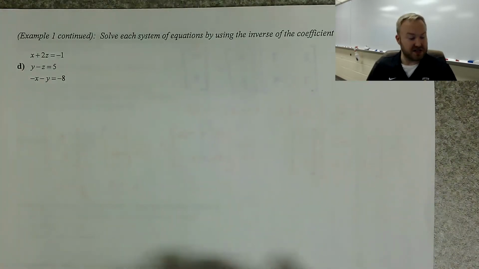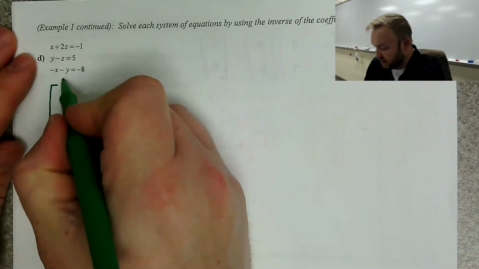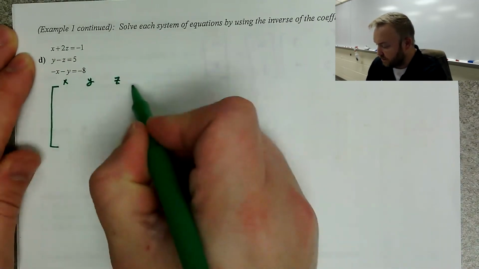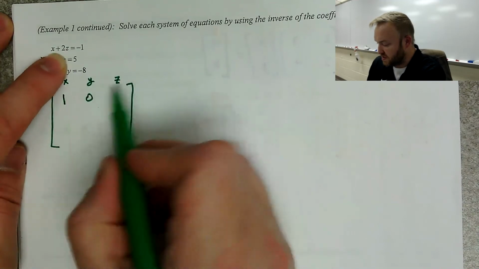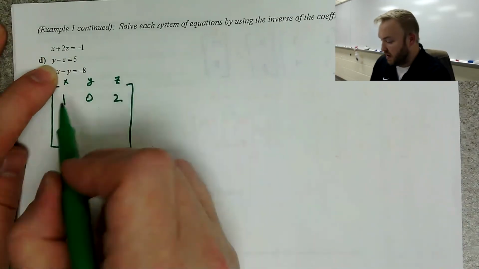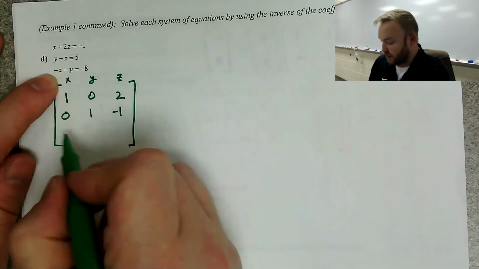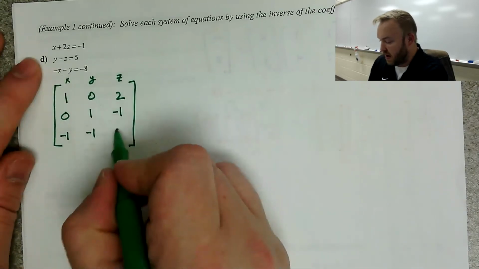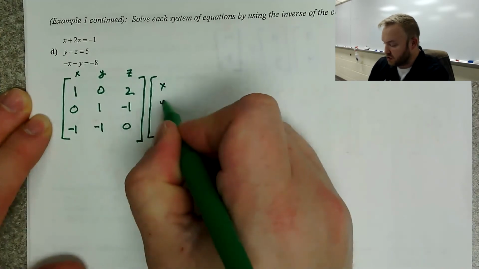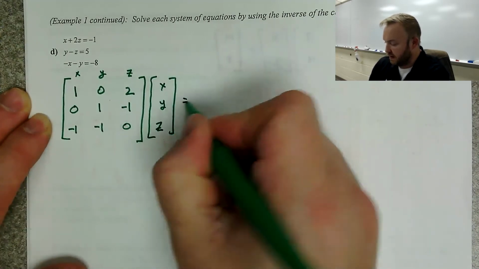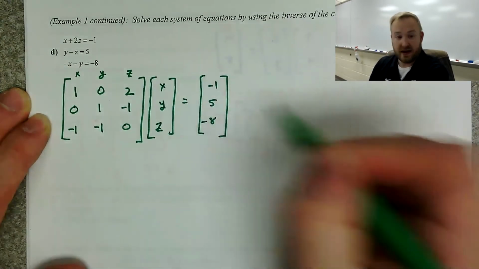Last one, here we go. Let's set up our matrix equation. First matrix just has coefficients in it. So I have a column for X and a column for Y and a column for Z. So the first equation, there's a 1X, there's no Y, so I'll put a 0. There's a 2Z. Next equation doesn't have an X, so that'll be a 0. There's 1Y and negative 1Z. Third row is negative 1X, negative 1Y, and 0 for the Z. Multiply that by my variable matrix, which will have X, Y, and Z, and set that equal to my constant matrix, which is negative 1, 5, and negative 8.